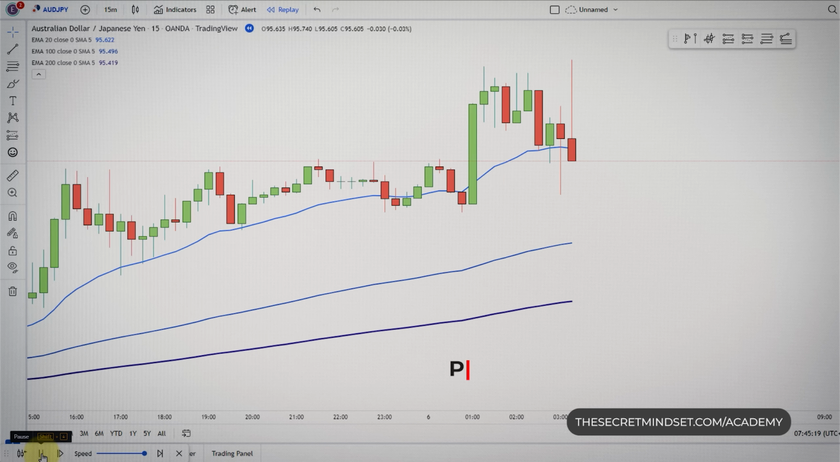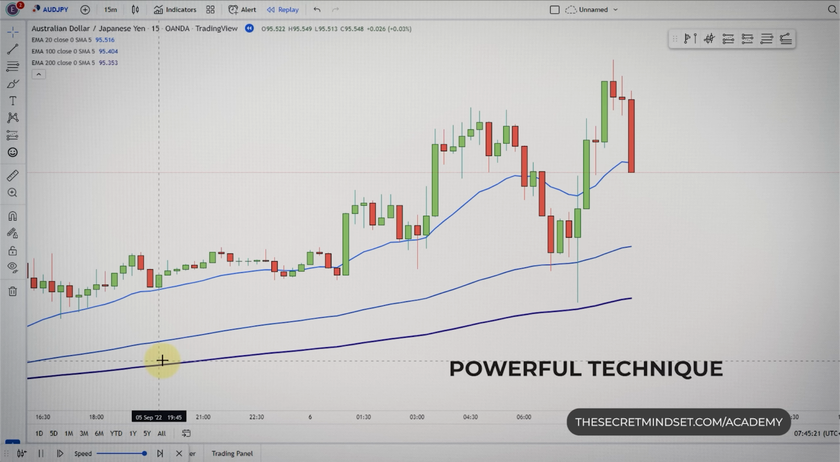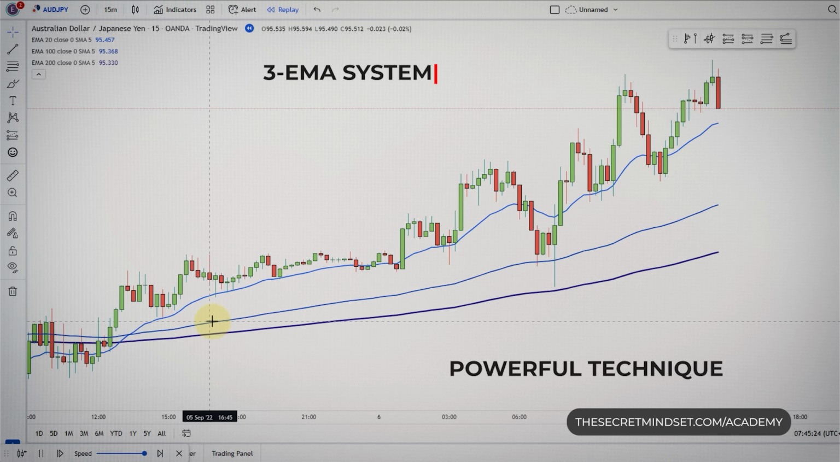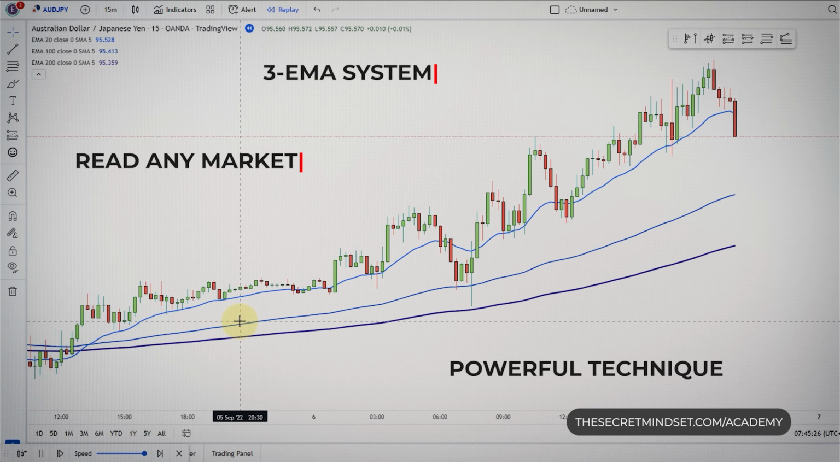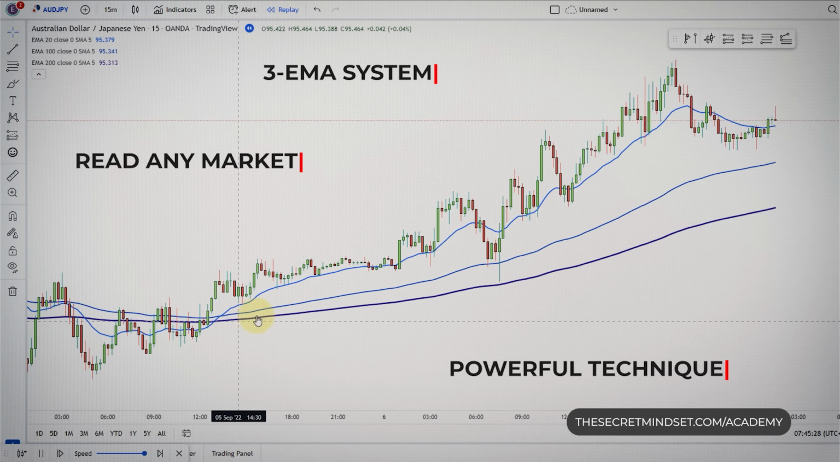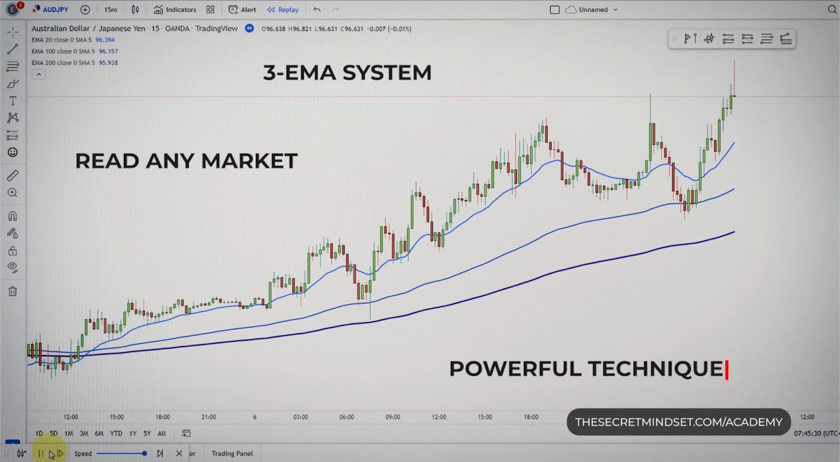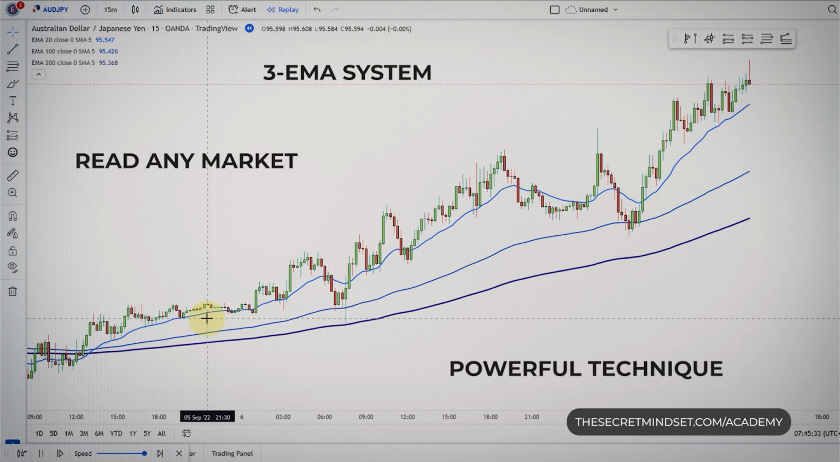I'm about to reveal a powerful technique you could apply right now using 3 moving averages, which will allow you to read any market with high accuracy. We'll cover multiple scenarios by analyzing price position and the movement of moving averages.